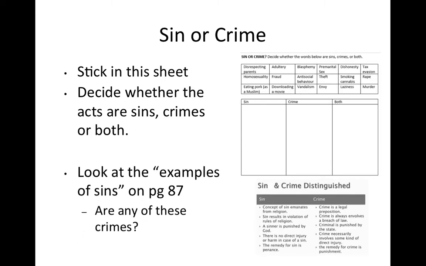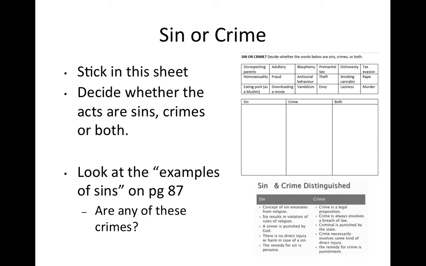Okay, welcome back. I'm going to read out on page 87 these words to you. These are examples of sins: pride, greed, lust, envy, gluttony, wrath, and sloth. Are any of those crimes? Actually, no, none of them are crimes.